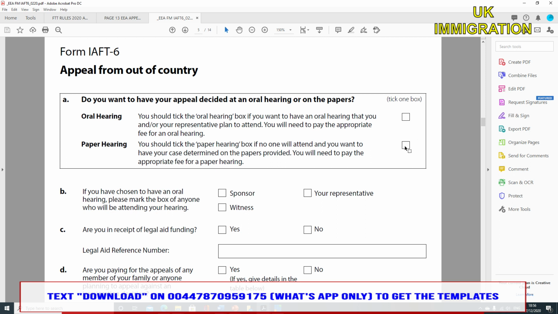The second one is the paper hearing. Paper hearing means you pay court fees of £80, and this appeal will be decided on papers. You or your representative or sponsor will not be required to attend the court, and whatever documents you provide with your initial notice of appeal or in the second bundle after receiving the response from the Home Office, the court will make a decision on paper and send it to you either by email or by post. So you have to choose one of them, either oral hearing or paper hearing.